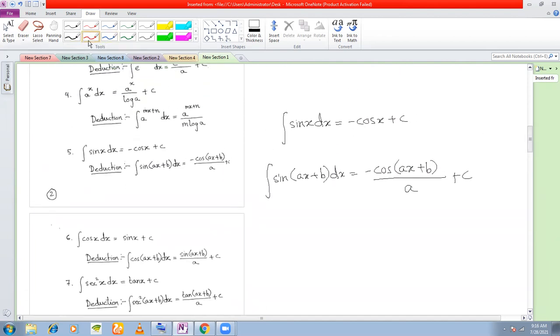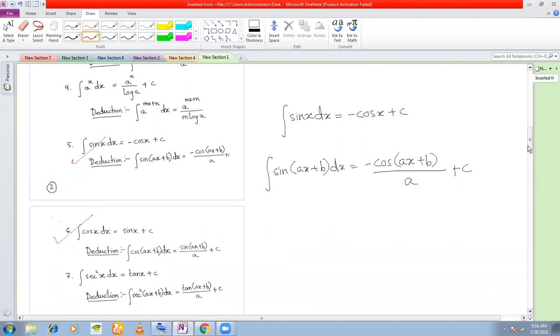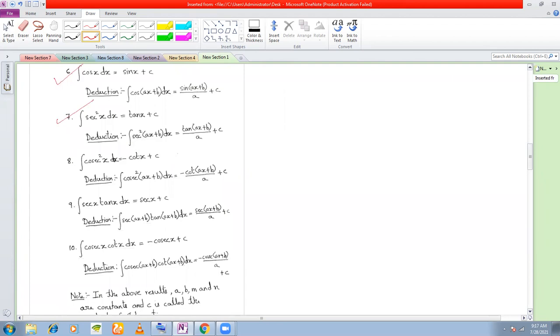Integration of sin x is minus cos x, integration of cos is sin, integration of sec square is tan x, because you know the derivative of tan x is sec square. That's why integral of sec square is tan x. Integral of cosec square x is minus cot x. Integral sec x tan x is sec x, because the derivative of sec x is sec x tan x. Integral cosec x cot x is minus cosec x.